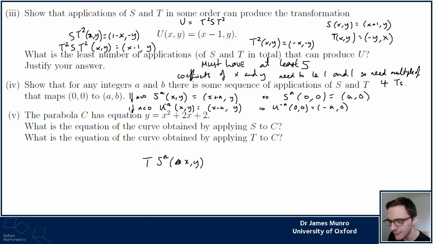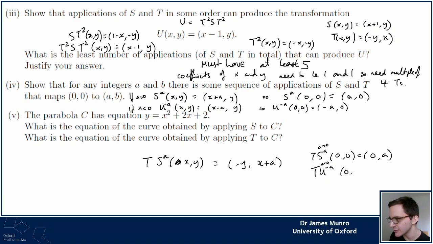Right, so s to the a followed by t is something that I think is slightly more interesting, because that's going to take me to (-y, x + a). So t of s to the a of (0, 0) is (0, a). And now I'm getting onto the y-axis. Similarly, this is if a is positive. If a is negative, I could do this to get to (0, -a) or something. This was probably a, wasn't it?